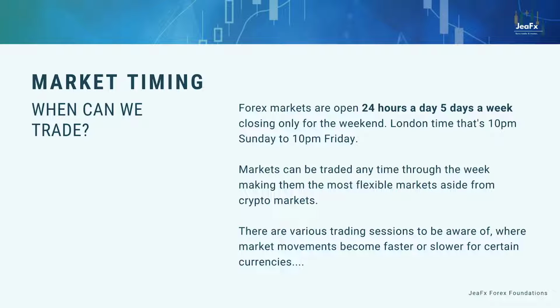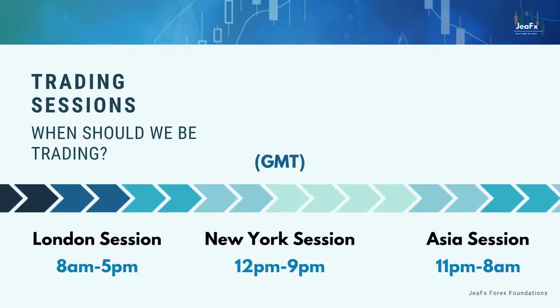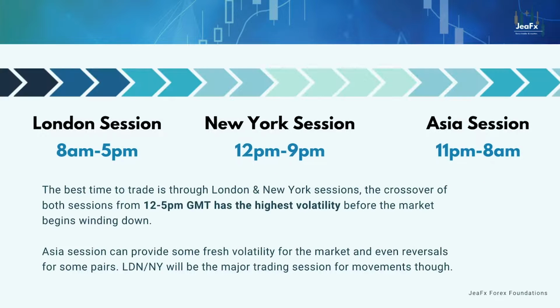So the Forex markets are open 24 hours a day, 5 days a week. They close only for the weekend, and that is UK time. So depending where you are in the world, your time frame might be slightly different, but it's generally open throughout the week, and we close for the Saturday and Sunday. We can trade through the night, very flexible market, and while we can trade at any time, we do have a few trading sessions that are going to be the most effective. So trading through the London and New York session is where we're really going to make the most profits and get the most movements out of the market. The Asia session then will also provide us with some interest, and that is a late night session from 11 p.m. to 8 a.m.